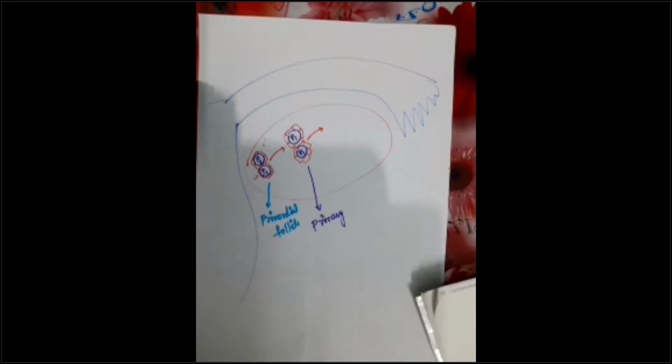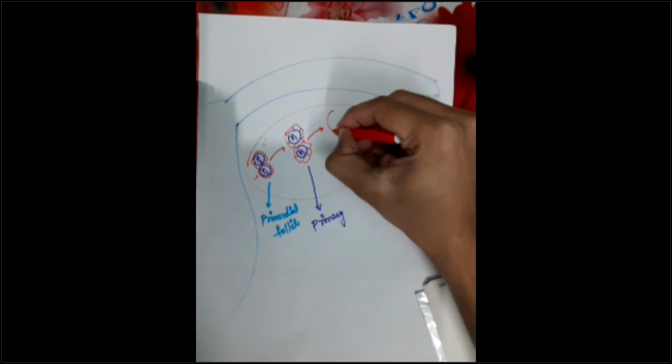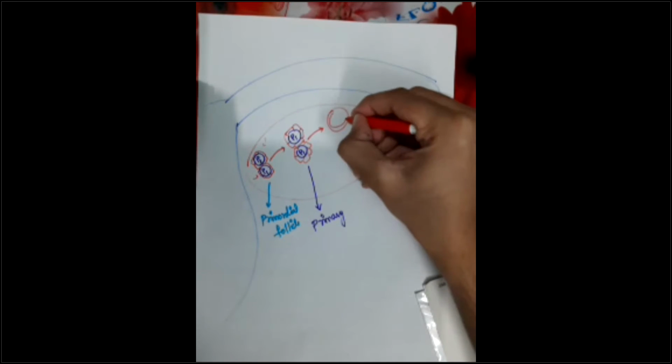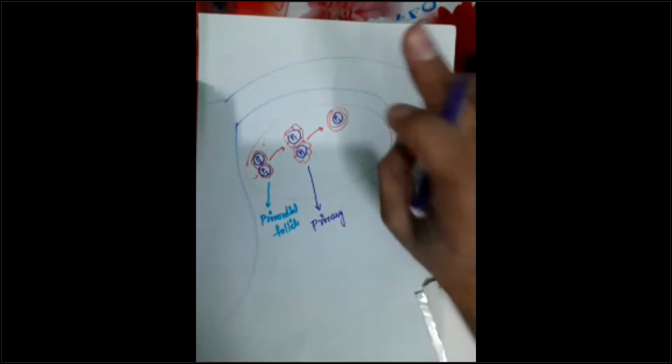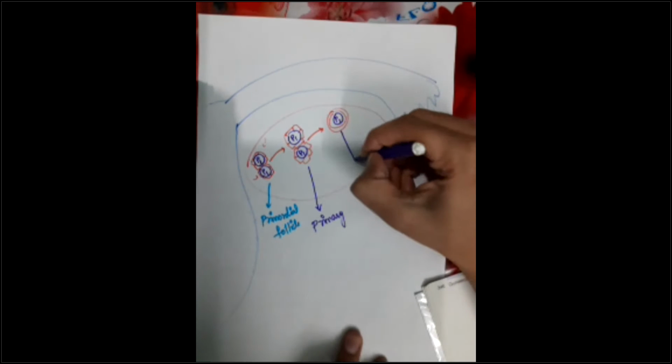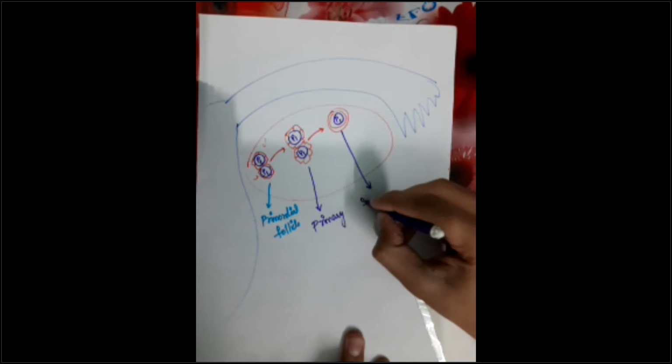What are they forming, guys? The cuboidal cells which are present in my primary follicle are proliferating and forming what? This is the granulosa cell layer. This is the theca cell layer, inside which I have my primary oocyte, which has been arrested in the prophase of meiosis 1. So this follicle is now known as the secondary follicle.